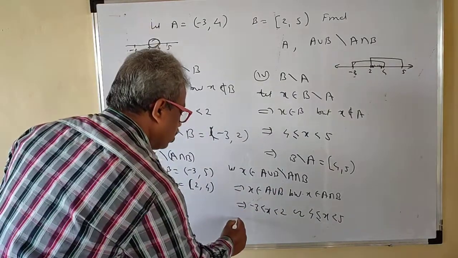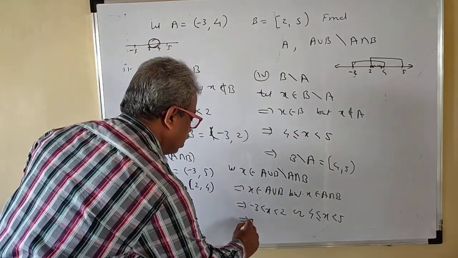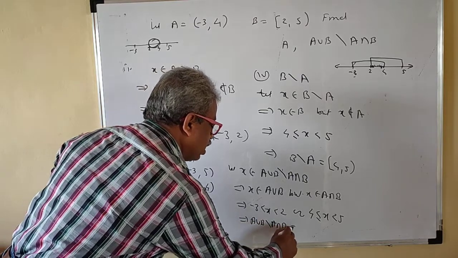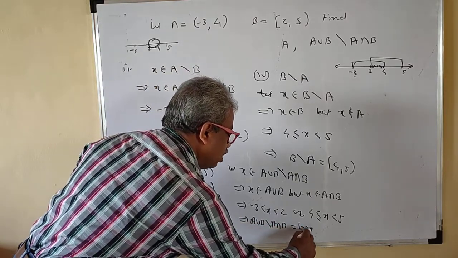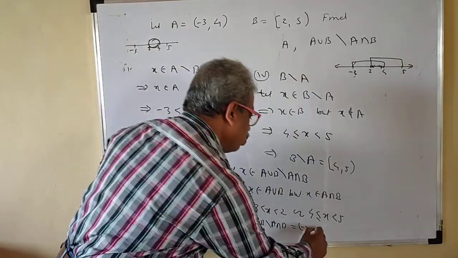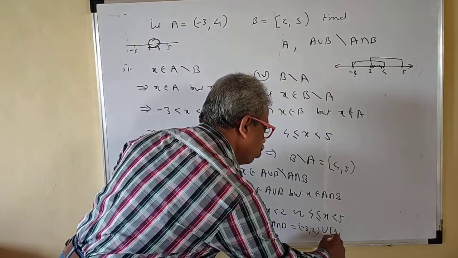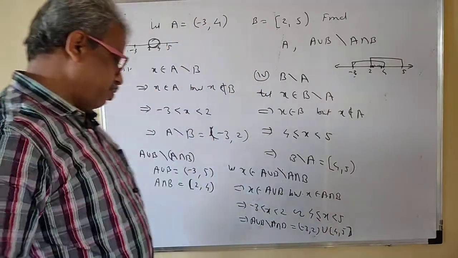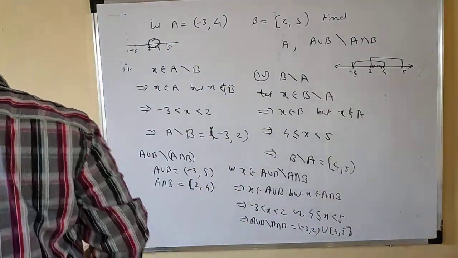Okay. So that implies that A union B for this A intersection B is nothing but minus 3, 2 union 4, 5, closed at 4 and open at 5. This will be your A union B for this.